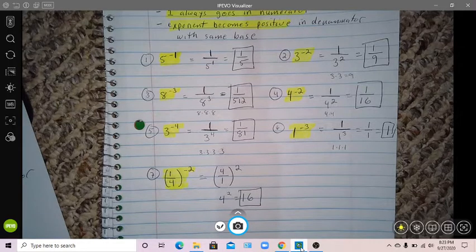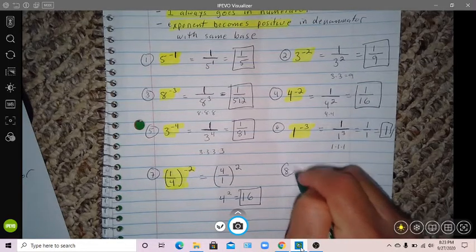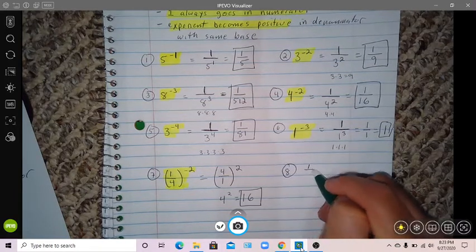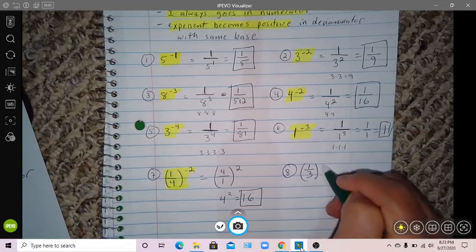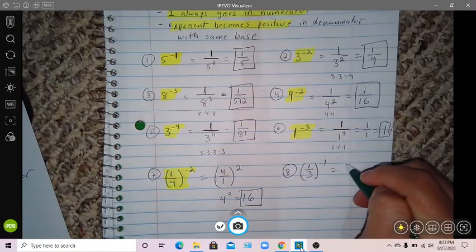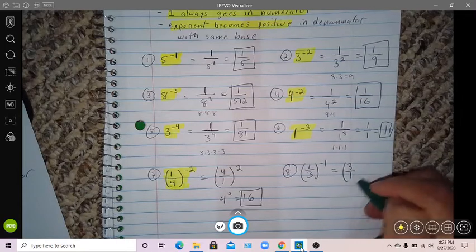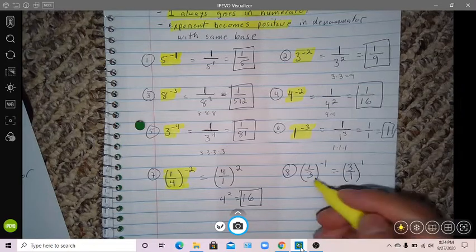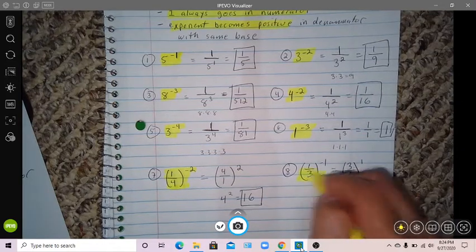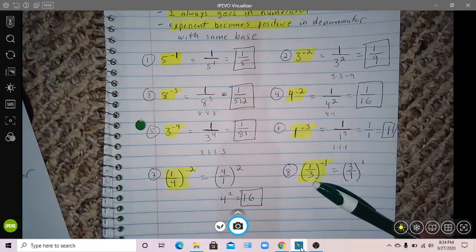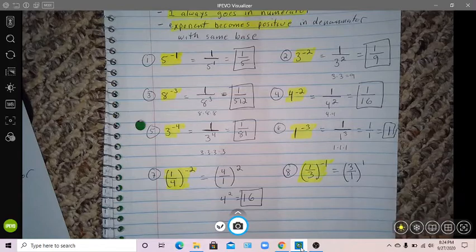Let's do another one. You have 1 over 3 to the negative 1 power. So you're going to flip the fraction, 3 over 1 to the 1. Let me highlight what's given to you here. So you flip the fraction, and the exponent becomes positive.